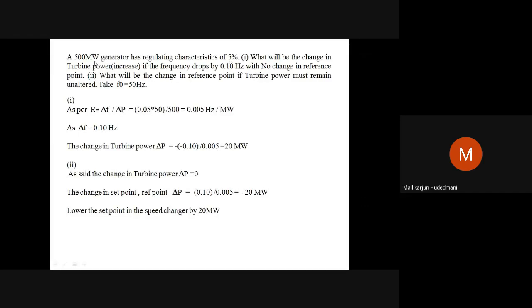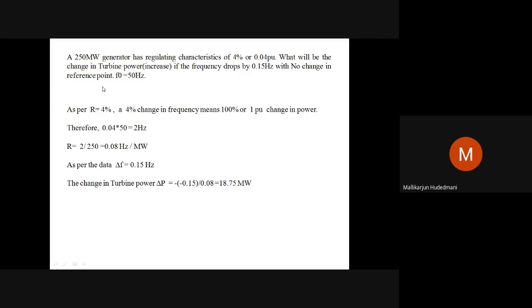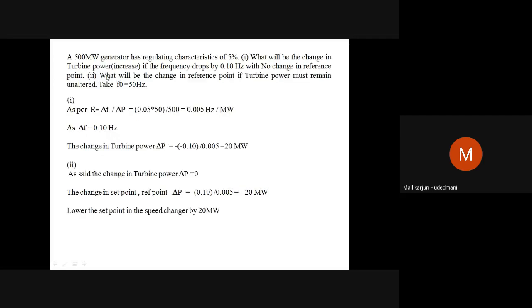So a 500 megawatt generator has regulating characteristics of 5%. First question: what will be the change in turbine power, nothing but the increase, if the frequency drops by 0.1 hertz? It is like the previous problem's first part, with no change in reference point, nothing but the same procedure. Second one, if the frequency, where is this?